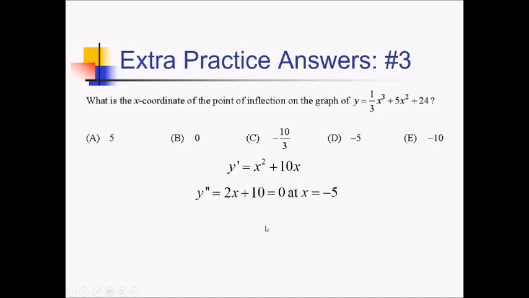So let me do some sign analysis on that. And I mean, we don't have any other critical values, and there's no answer choice for "there is no point of inflection," so negative 5 is probably the answer. But let's just double check.